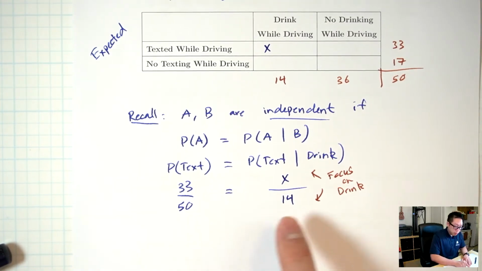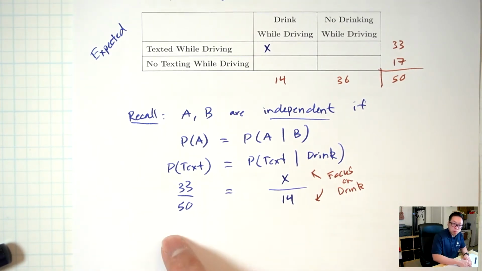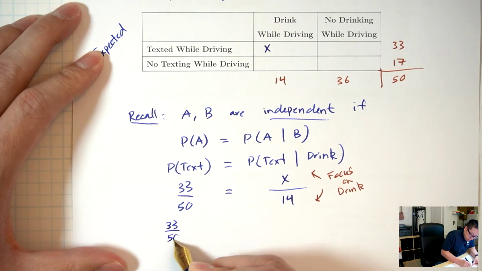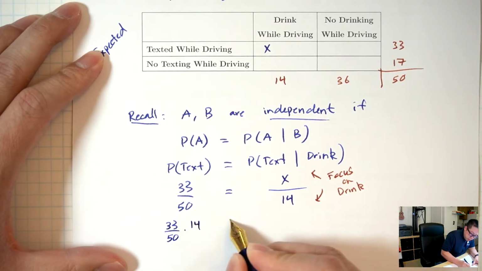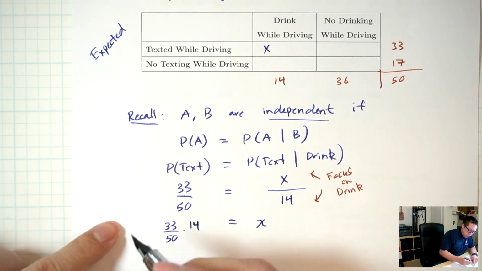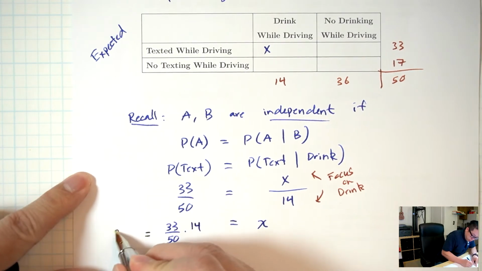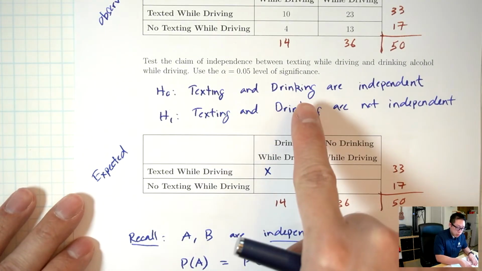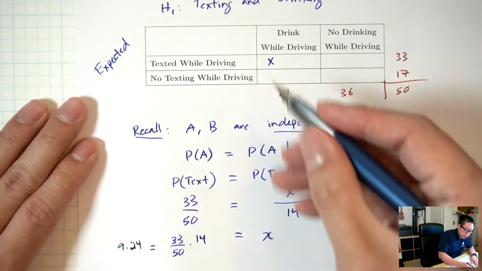To solve for X, I need to move this 14 over by multiplying it over to the right side. And I'll get 33 over 50 times 14. Let me do that real quick. So 33 over 50 times 14, and I get 9.24. Let me actually write that in green. So what we just found was if texting and drinking are indeed independent, the number that goes here should be 9.24.